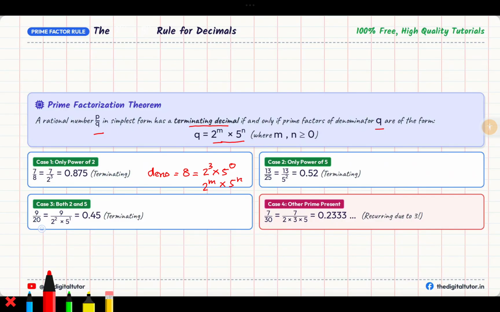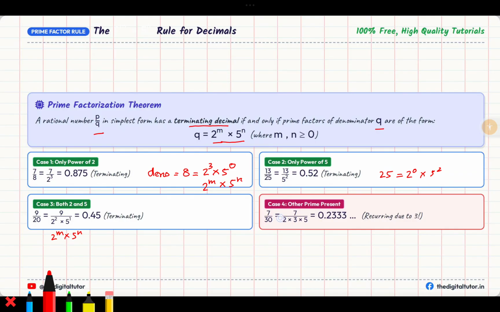In the next case the number is 9 by 20. 20 is 4 into 5, which can be written as 2 square into 5 to the power of 1. Because this is of the form 2 to the power of m multiplied by 5 to the power of n, this also has a terminating decimal representation. In case of 25, we can write 25 as 2 to the power of 0 into 5 to the power of 2. So this also has the form 2 to the power of m into 5 to the power of n. So 13 by 25 also has a terminating decimal representation, which is 0.52.